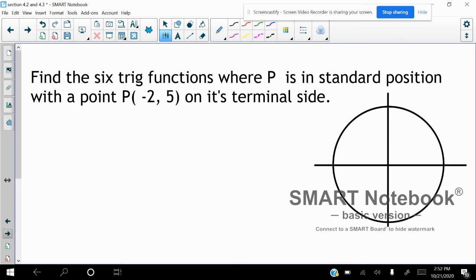The next thing: find the 6 trig functions when you have this point, and this point is on its terminal side. If you remember, the terminal side is where your angle ends. So -2, 5. Here's my -2, 5. Well, here's the deal. I draw my triangle.